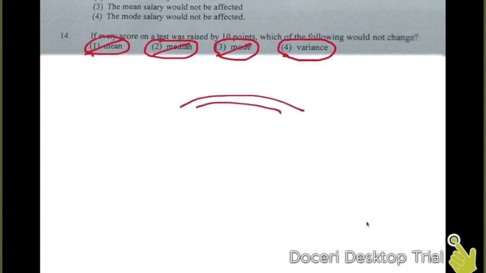And it doesn't matter if the numbers are here or if the numbers are higher up on the number line, they're going to be spread out the same, they're just all 10 points higher. So choice 4 is going to be your best answer.